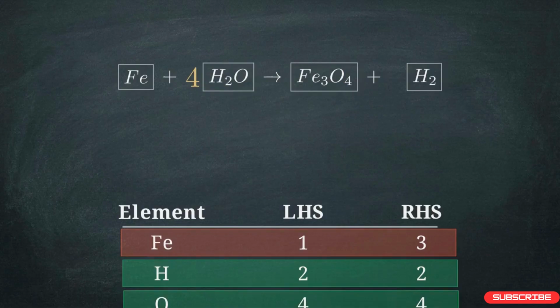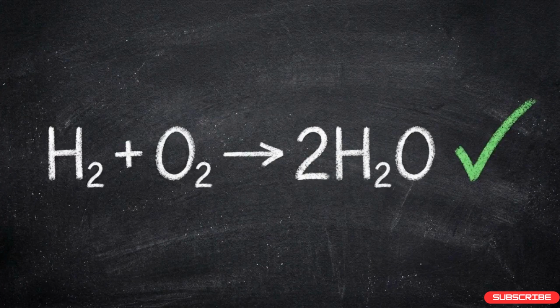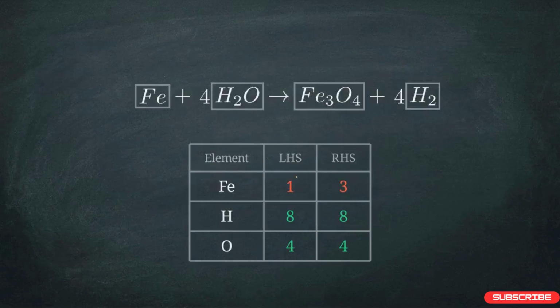Oxygen is balanced. Step 4. Unintended changes. This gave us 8 left side hydrogens. Resolve this by placing a 4 before the right side hydrogen gas. Balancing is an iterative process. Adjusting one element frequently requires a follow-up adjustment elsewhere, which is why a step-by-step approach is the most reliable way to find the solution.